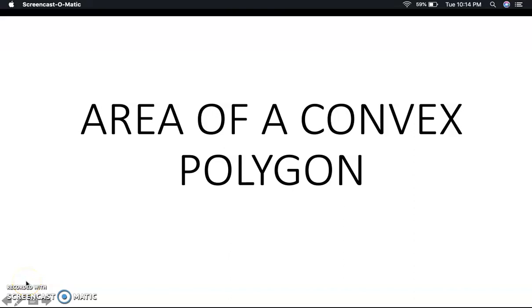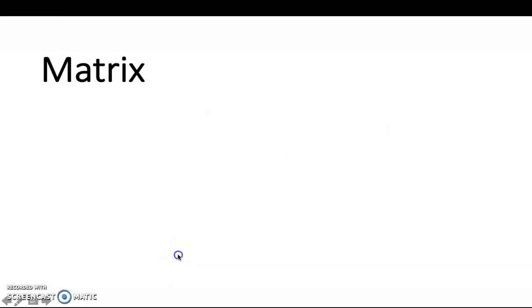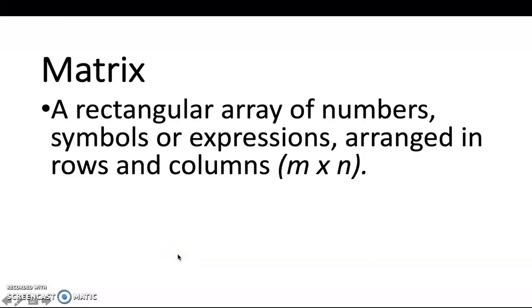For today's lesson, we're going to talk about the area of a convex polygon. But before that, let us first define a matrix. What is a matrix? A matrix is a rectangular array of numbers, symbols, or expressions arranged in rows and columns.